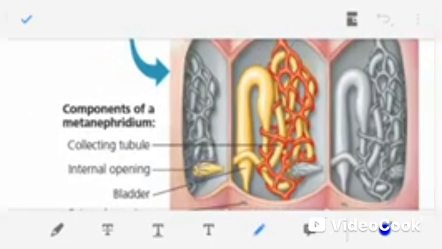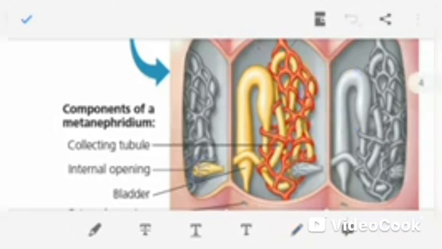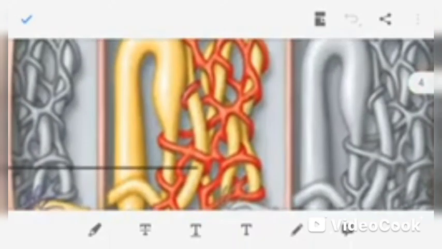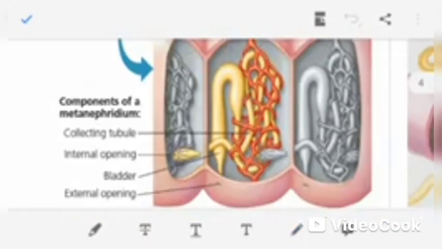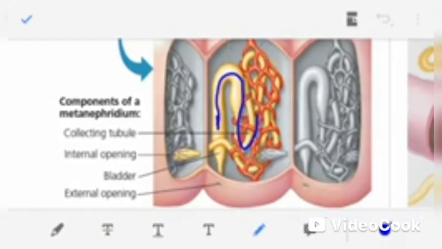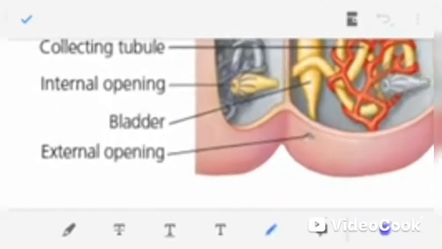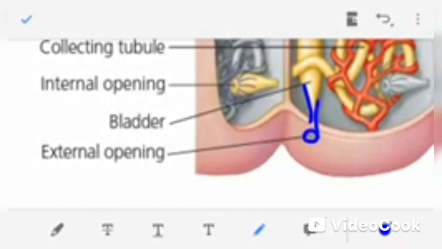Here, as you can see, this is the capillary network on the metanephridia collecting tubule. Some solutes, some ions are reabsorbed and enter this capillary, and the remaining filtrate enters the bladder. Here it is stored, and then from the bladder, through this duct which opens outside, the urine is excreted through the external opening.